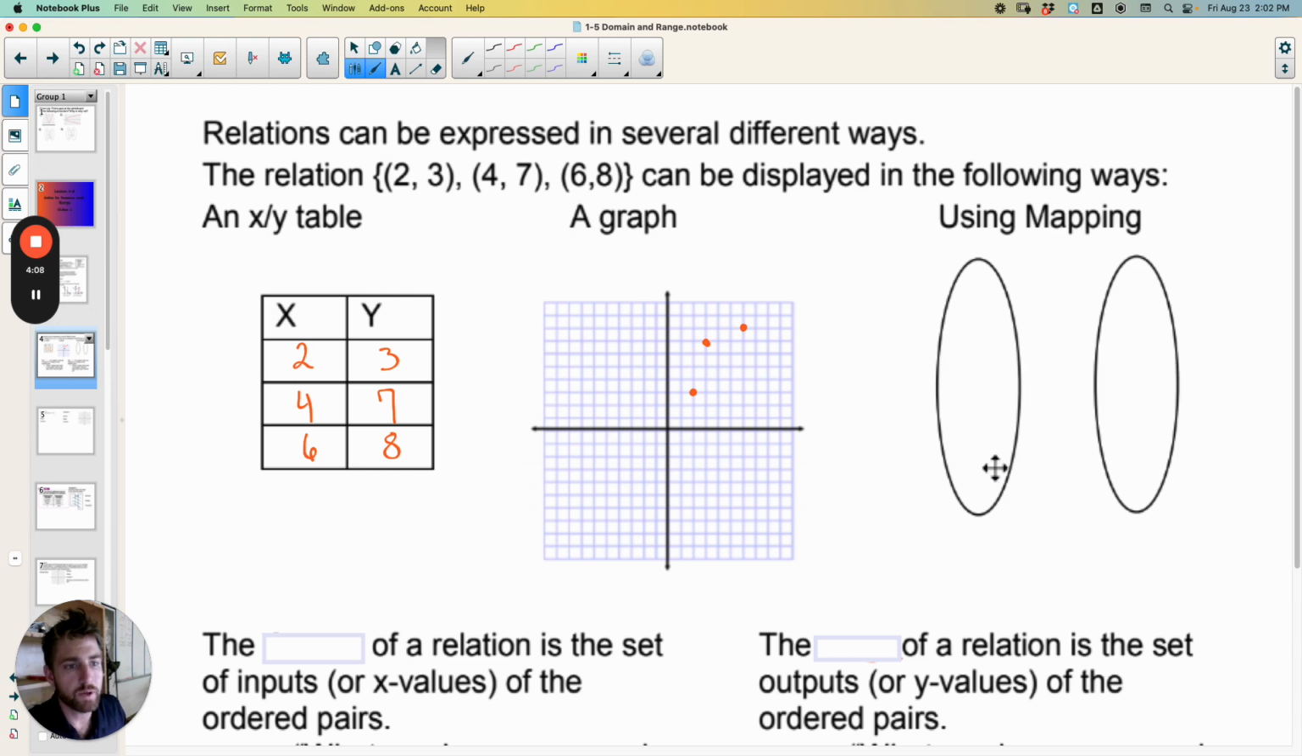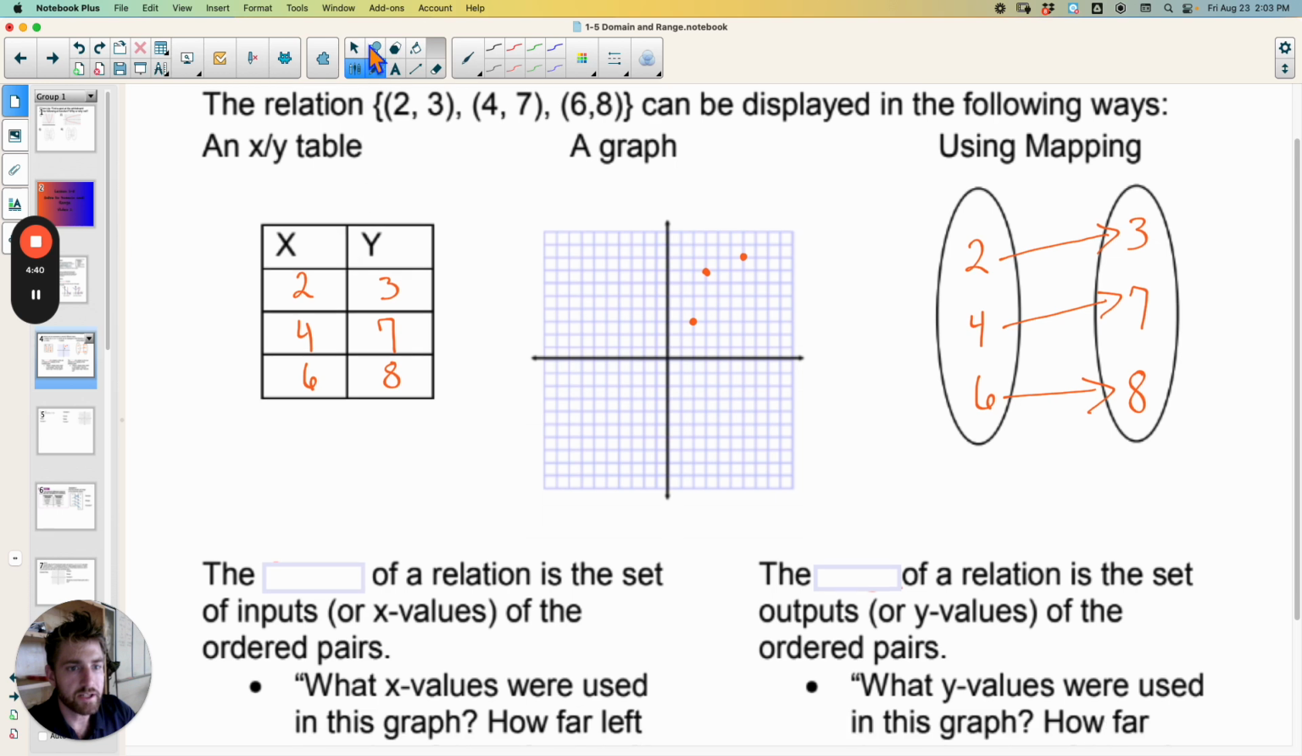And then the last way we can represent a relation is by using mapping. So this is similar to using the table, but I'm just going to write in my points here, 2, 4, 6, and then 3, 7, 8. And I know that 2 maps to 3, and I know that 4 maps to 7, and 6 maps to 8, as we were able to get here.